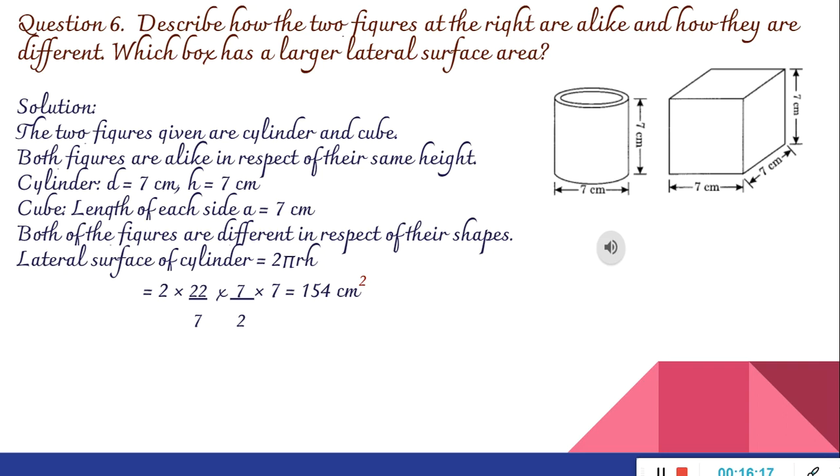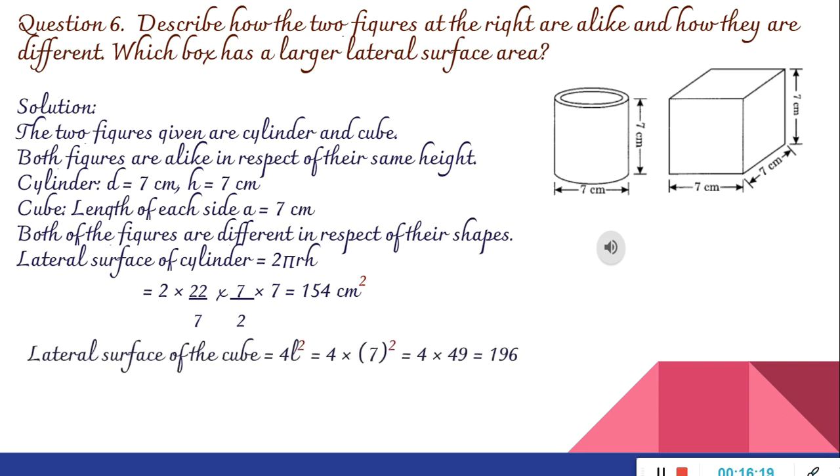Now lateral surface area of the cube, what is it? 4L square, that is equal to 4 into 7 square. So 4 into 49, that is 196. So we know that 196 is greater than 154. Yes. So the cube has the larger lateral surface area, that is 196 centimeter square. Okay.